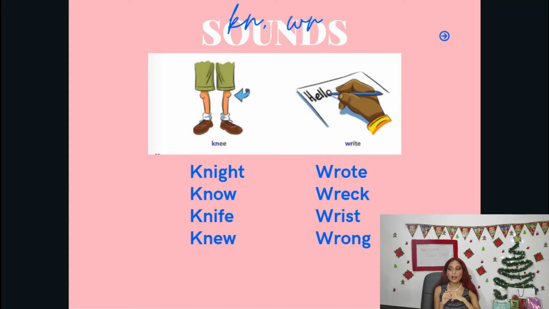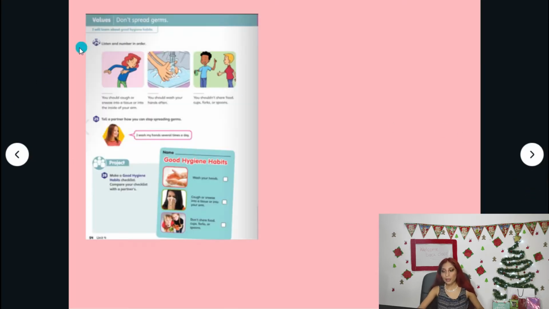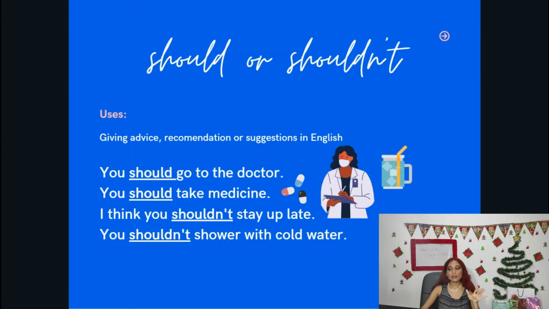And that's it. So on Friday last week, we were working on the sounds KN or WR, like night, no, knife, new, road, wreck, wrist, and wrong. Later we did some activities in the students book on pages 52, 53, and 54. This is 54, and we did just this activity. Now today we're going to do the project, but it's going to be later. First of all, today we're going to practice the should and shouldn't topic.